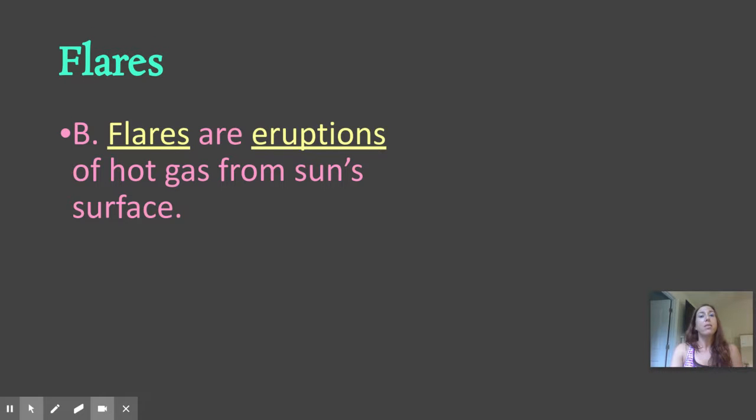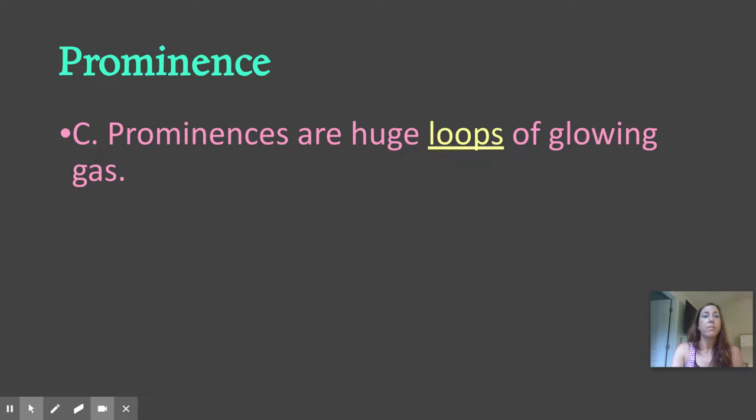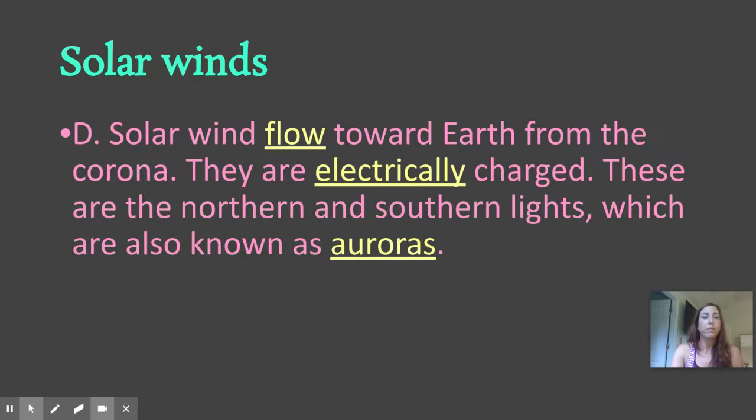Flares are eruptions of hot gas from the sun's surface. And prominences are huge loops of glowing gas. Solar wind flows toward Earth from the corona, and the solar winds are electrically charged. These are what is known as the northern lights and the southern lights, which are also known as auroras.